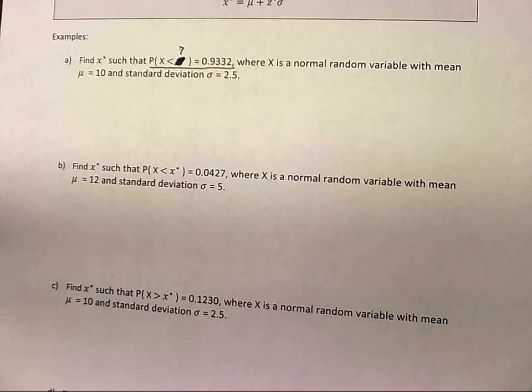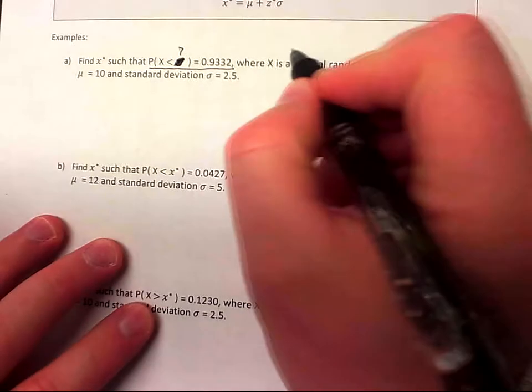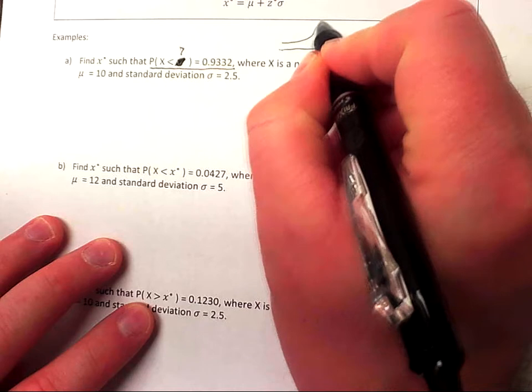So now we know that to the left of something, we need to have 0.9332. Is that going to be a positive z value or a negative z value? Positive, right? To the left of something, we need to have 93%. So we're definitely way past half, so we're going to have a positive z value. Does that make sense? Let me say that one more time in terms of a picture. Here we have our distribution.